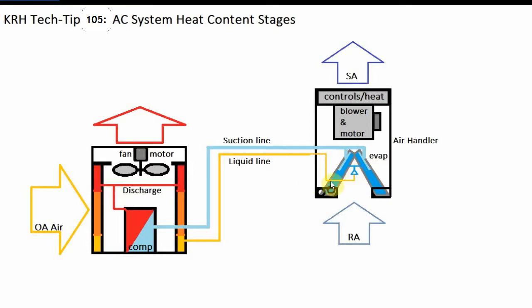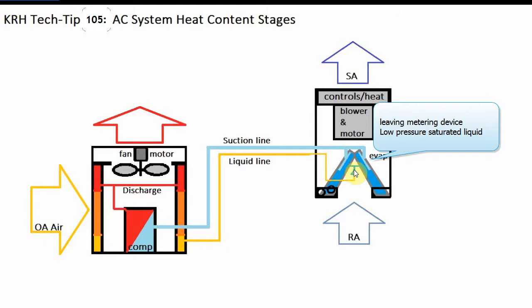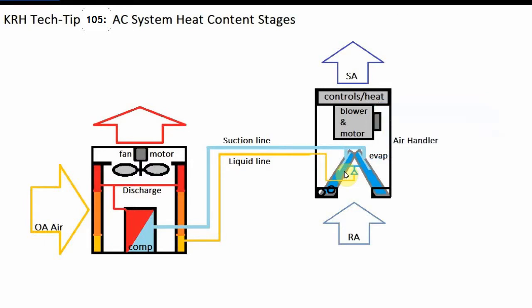So the refrigerant entering into the metering device is a high pressure subcooled liquid. In the metering device, it is going to drop pressure. The refrigerant leaving is going to be a low pressure saturated liquid. So it will be at its boiling point. It enters into the evaporator coil where it's going to absorb heat.